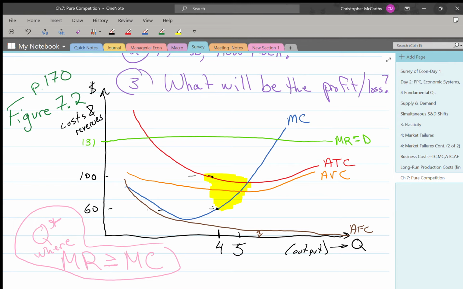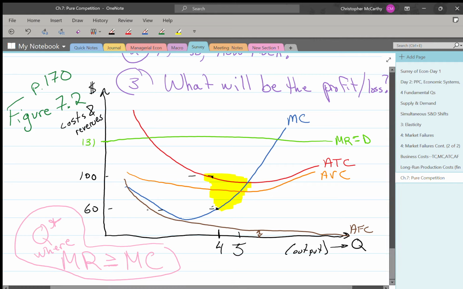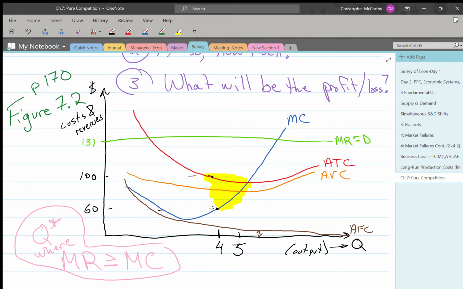What exactly do they call it? Just equilibrium, I guess, but it's used a lot. Oh, they just call it the MR equals MC rule. We need to get a better name for that. That's a silly name.